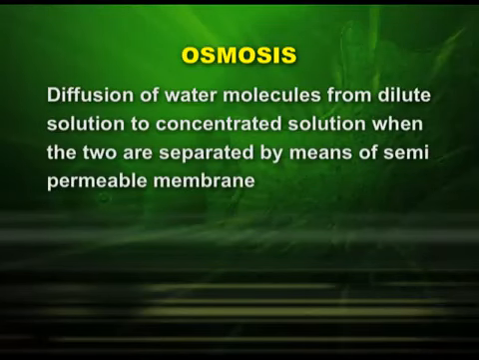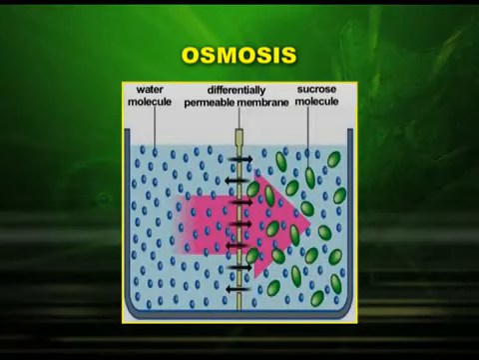Now, let us learn about osmosis. Let us first define the process. It is the diffusion of water molecules from dilute solution to concentrated solution when the two are separated by a semi-permeable membrane. We can demonstrate this by a simple diagram. Here we see two systems, one having the water molecules, the pure solvent, and the other having a sucrose solution, separated by a differentially permeable membrane. There is a net movement of water molecules from pure solvent to sucrose solution.